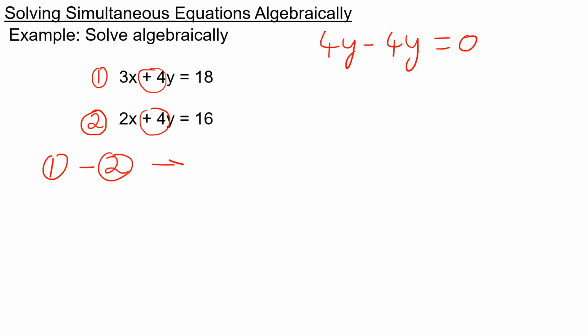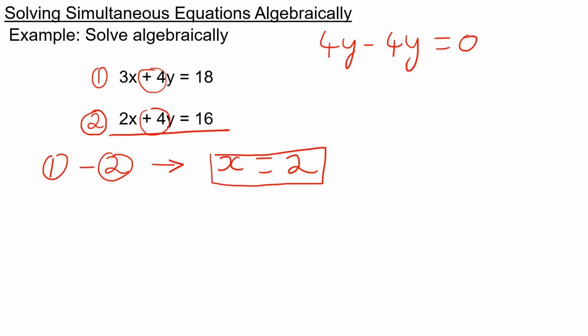And this will give me 3x take away 2x, which is 1x, or just x. 4y take away 4y is 0. 18 take away 16 on the right hand side is 2. So I can see one of the answers is x equals 2.